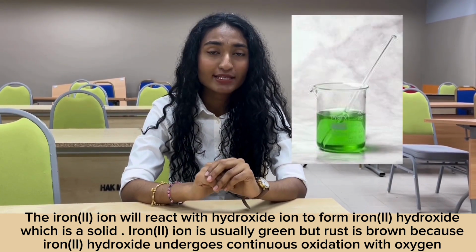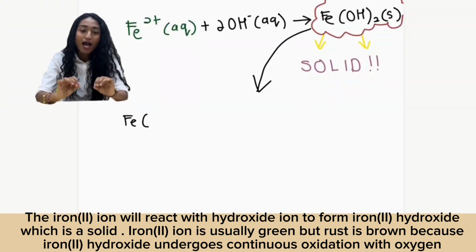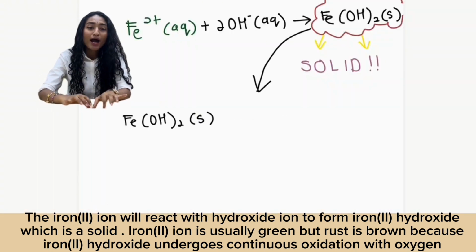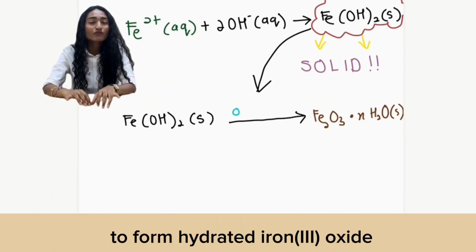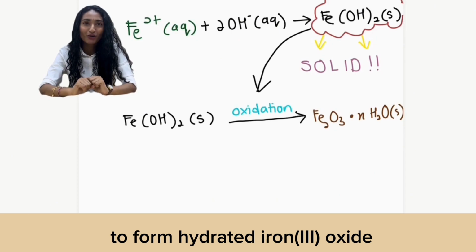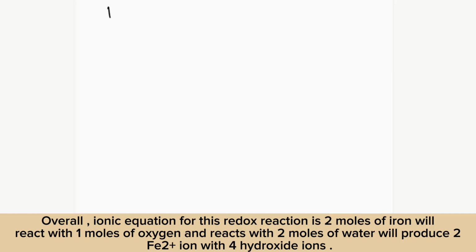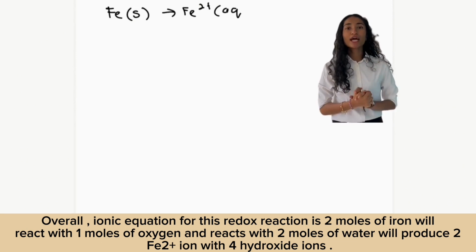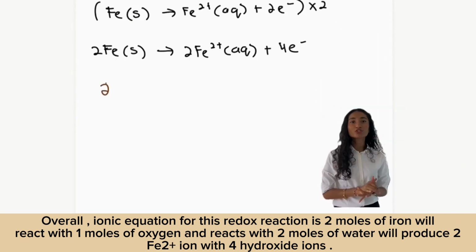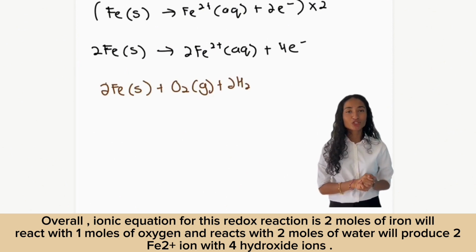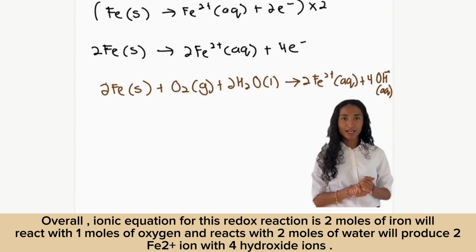Iron 2 plus ion is usually green, but rust is brown because iron 2 hydroxide undergoes continuous oxidation with oxygen to form hydrated iron 3 oxide. The overall ionic equation for this redox reaction is 2 moles of iron reacting with 1 mole of oxygen and 2 moles of water to produce 2 Fe2 plus ions with 4 hydroxide ions.